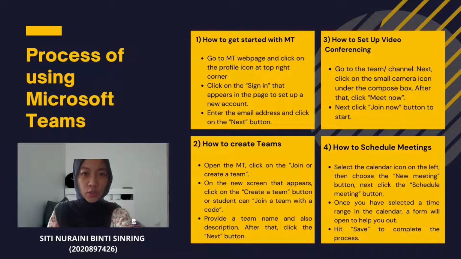The third one is how to set up a video conference. The first step is we go to the team or channel we want to make the video conference with. After that, click on the small camera icon under the compose box. After that, we must click the Meet Now button and you will find the Join Now button. Then you must click the Join Now button to start video conferencing.